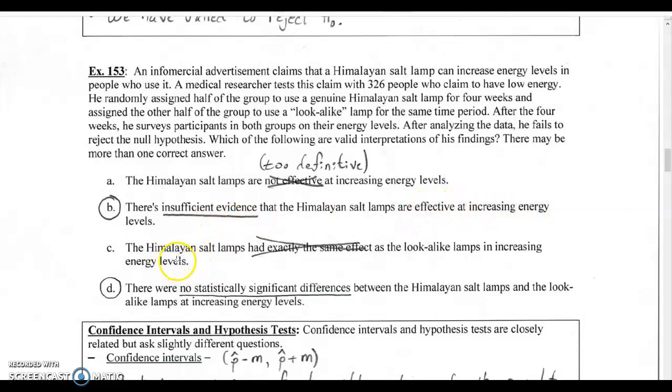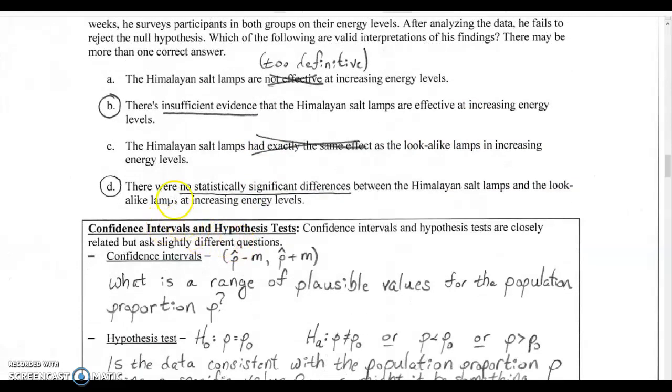Another example of a statement that's bad is the Himalayan salt lamps had exactly the same effect as the look-alike lamps in increasing energy levels. Again, that's not true. We're not saying it has exactly the same effect. We're saying that there's not enough evidence to show that the Himalayan salt lamps are statistically significantly more likely to increase energy levels than the look-alike lamps are. So what we want to say is there were no statistically significant differences between the Himalayan salt lamps and the look-alike lamps at increasing energy levels.